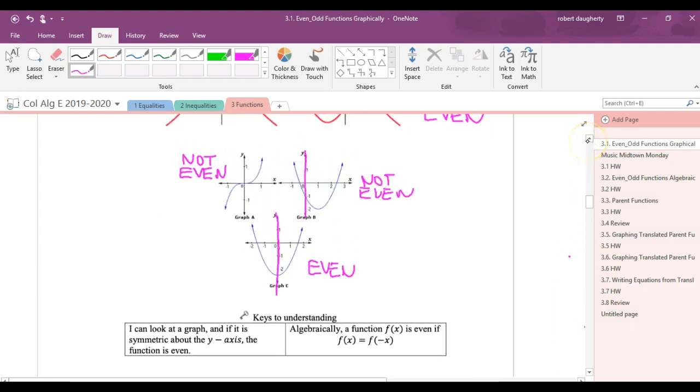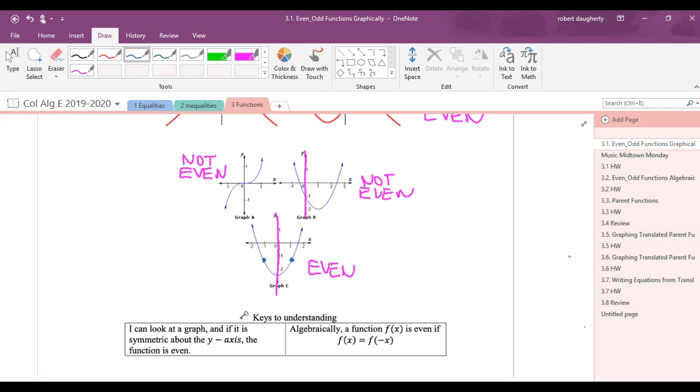Let's look, for example, real quick. If a function is even, wherever this point is, let's just pick a point right here on this graph. If I substitute a 1, I'm going to get this as my y value. If it's even, what will I substitute over here to get the same value? Yeah, a -1. So f of 1 and f of -1 give me the same thing. That's what it means to be a reflection.